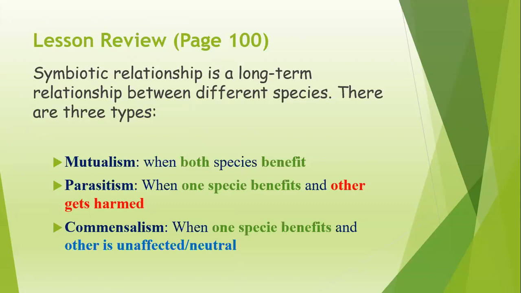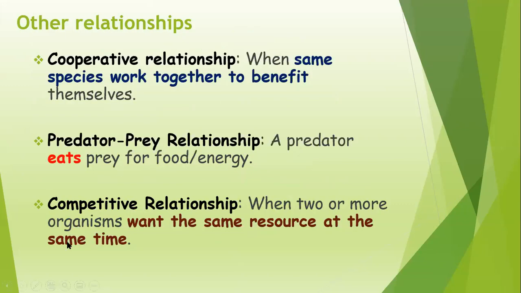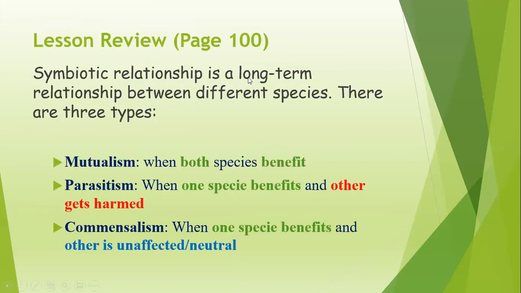The first thing that we did is that there is a relationship called symbiotic relationship. It is a long-term relationship between different species. There are three types that we studied. One, mutualism, when both species benefit. Two, parasitism, when one species benefits and the other gets harmed. Third, commensalism, when one species benefits and the other is unaffected.